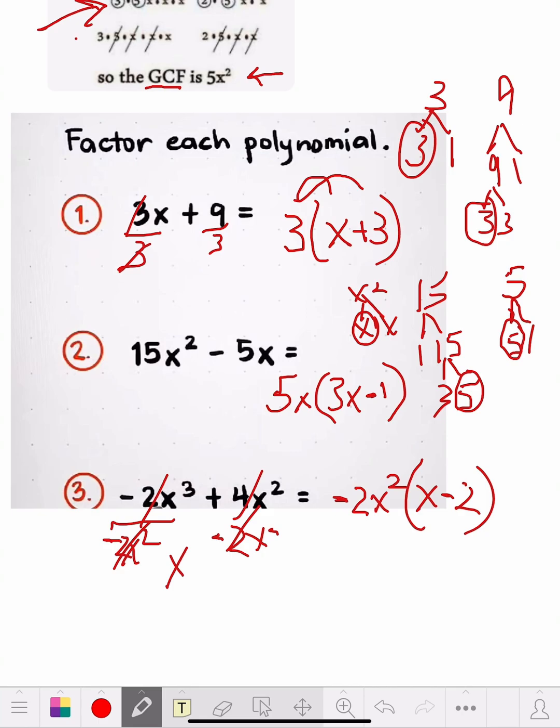So the first one, the greatest common factor was 3. The second one, the greatest common factor was 5x. And the next one, the greatest common factor was negative 2x squared. And all we did was pull that out of each one of these, okay? And that was all there was to it, okay?